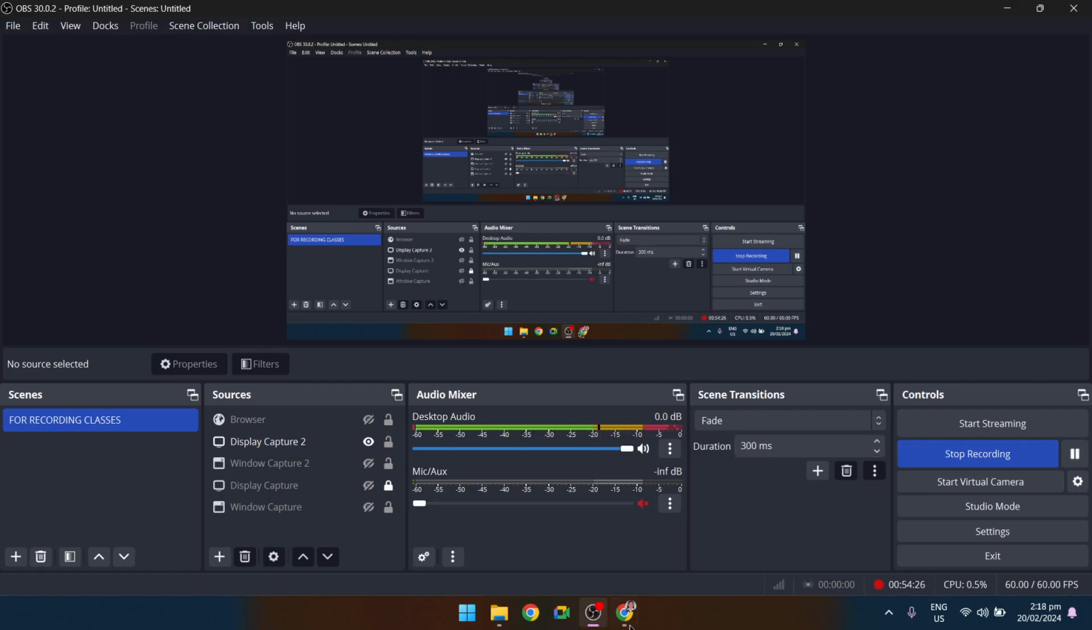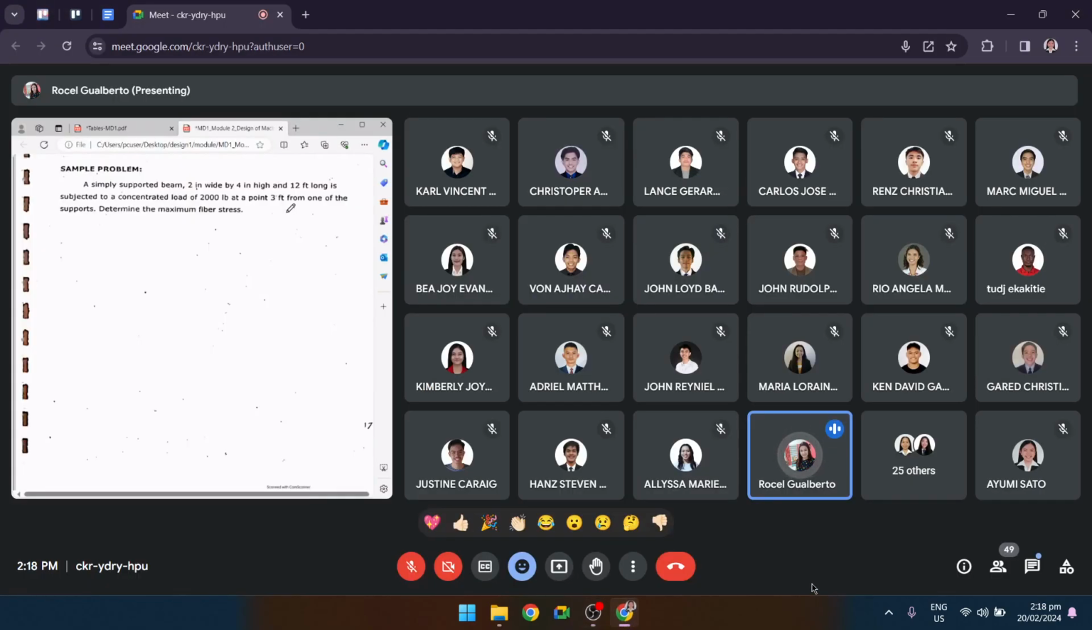Next is a simply supported beam subjected to a concentrated load of 2,000 pounds at a point 3 feet from one of the supports. Determine the maximum fiber stress. When you say maximum fiber stress, this is also the flexural stress formula. Okay, what you would do is to draw the setup.